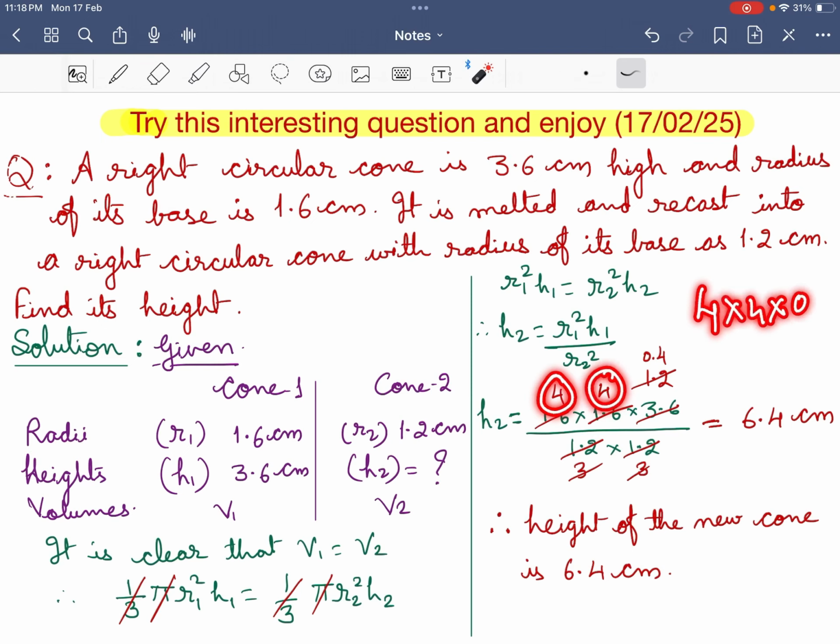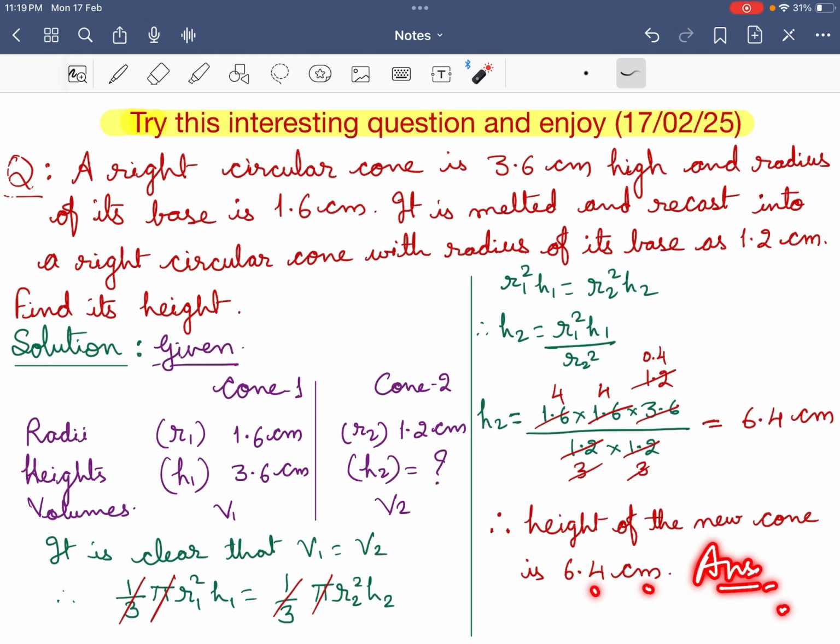So 0.4. Now we are left with 4 multiplied by 4 multiplied by 0.4. 4 fours are 16, and first, ignoring the decimal, 16 into 4 is equal to 64. But as after one digit the decimal is there, from this side you have to put one decimal here. That is 6.4 centimeter. Therefore, the height of the new cone is 6.4 centimeter.